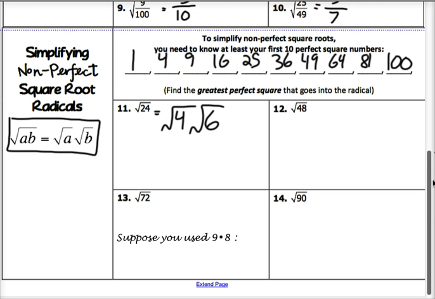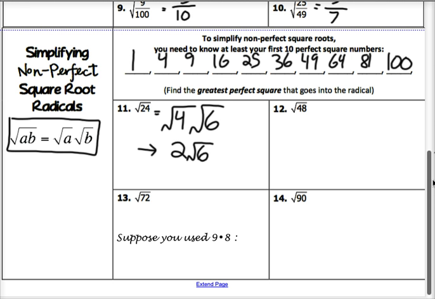Now, why did I have to choose a number off that list? Well, the reason I had to choose a number off that list is because the square root of 4 is something that we know. The square root of 4 is simply 2. And so, in math, we consider this to be a reduced radical, a simplified radical, okay? And that's the form I need you writing your answers in.